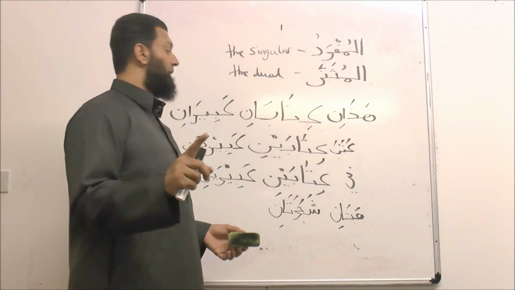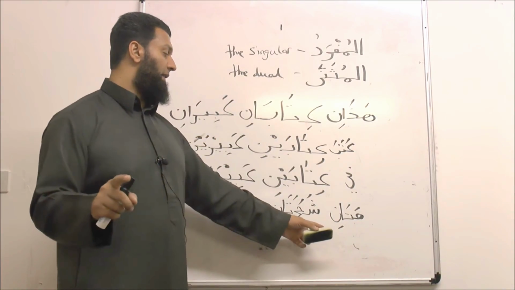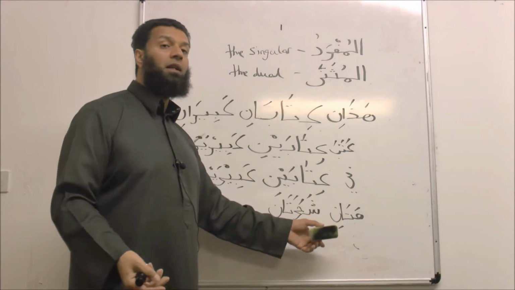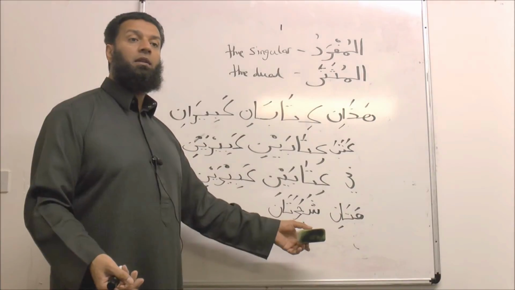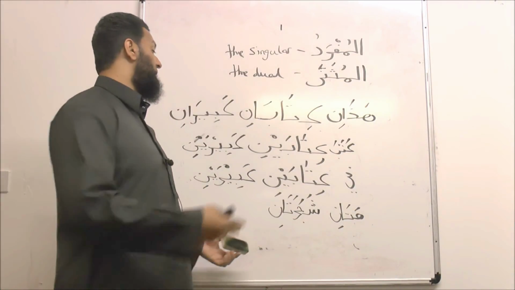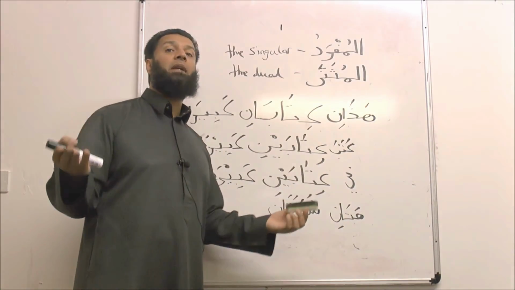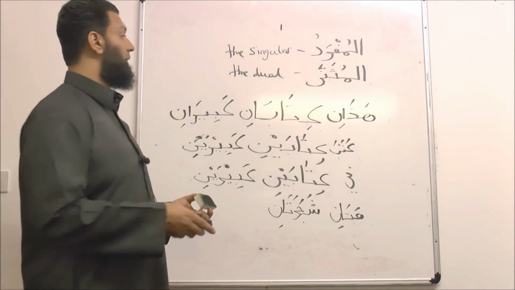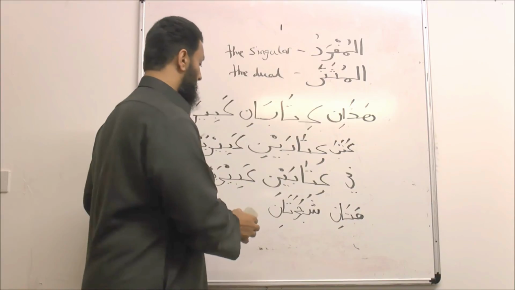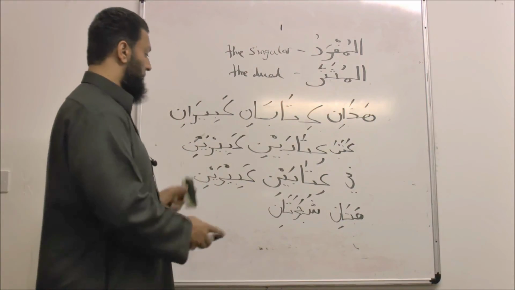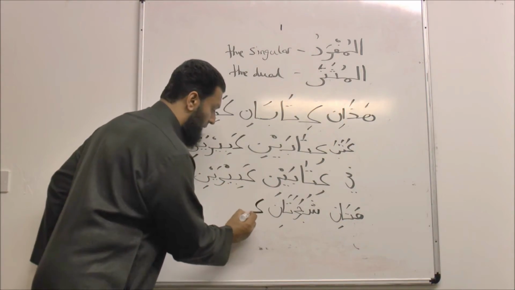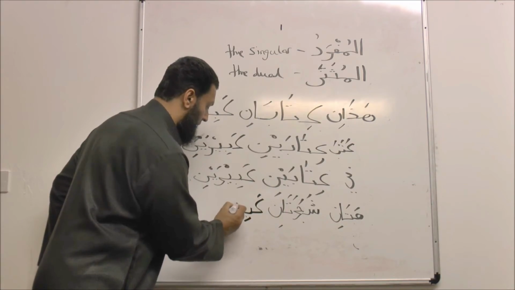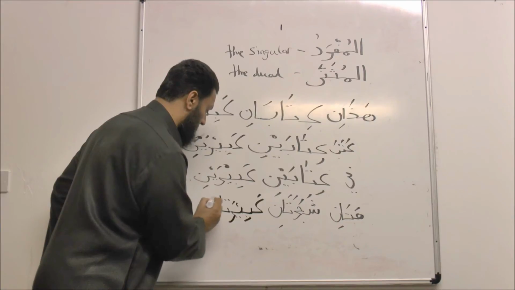Similarly, these are two trees: hatani shajaratani. These are two large trees: hatani shajaratani kabiratani. Right, Muhammad? So we'll just write that here.